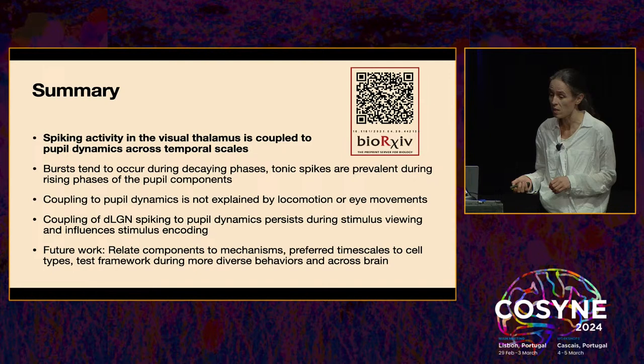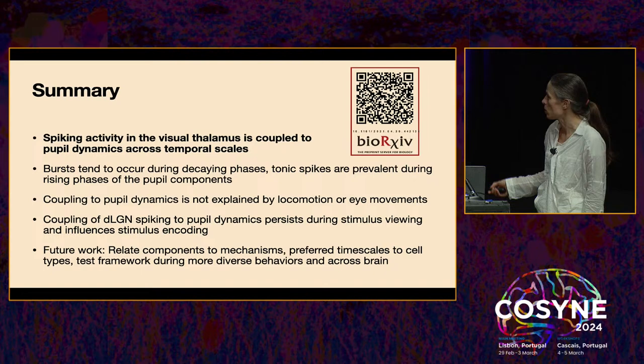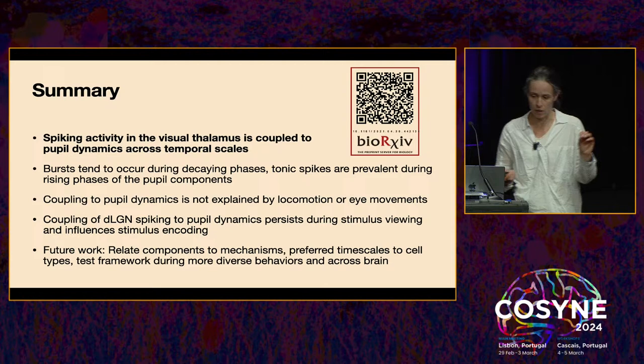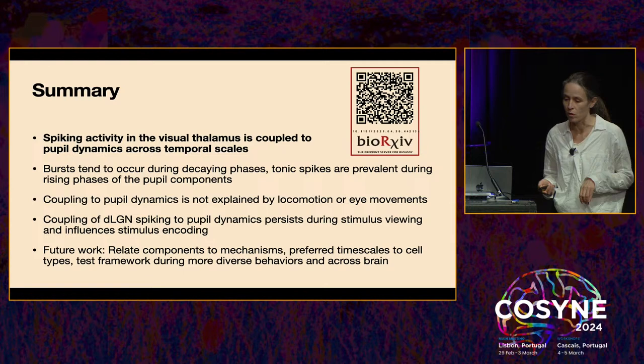And in future work, we would love to relate these components to the underlying mechanisms to understand better why different cell types, or why different neurons in LGN, prefer certain timescales, relate that to cell types, and test this framework during more diverse behaviors and across the brain.